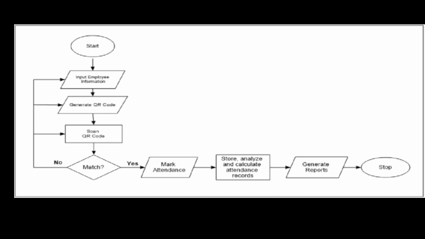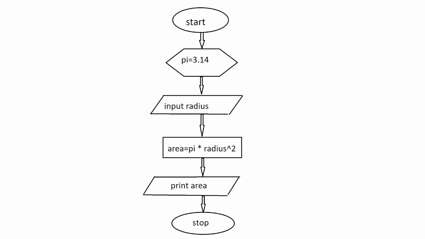Now let's talk about program flowcharts. These flowcharts focus specifically on the steps a program follows to solve a problem or complete a task. It shows the sequence of operations that a computer program performs to achieve a result, like calculating your grades or sorting a list of numbers.